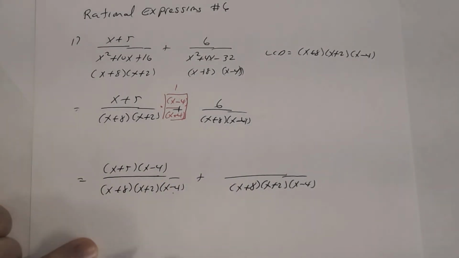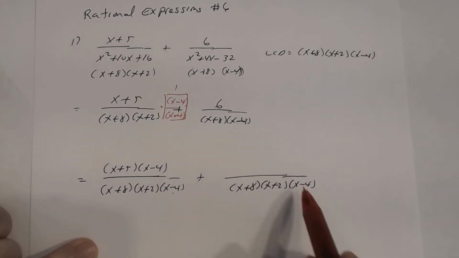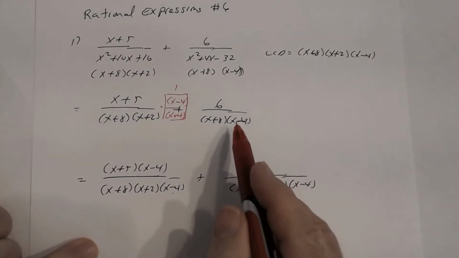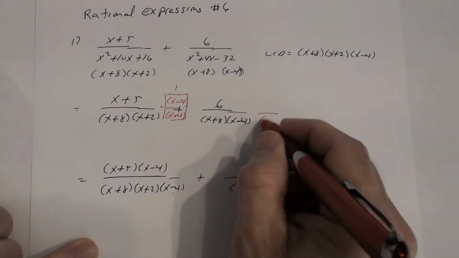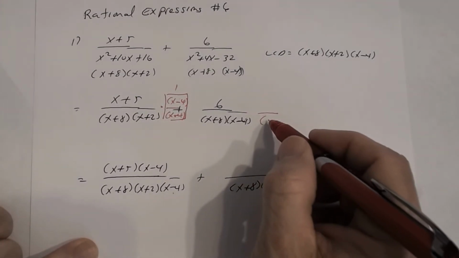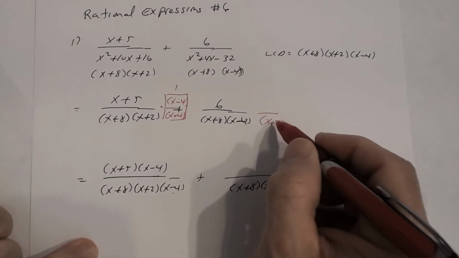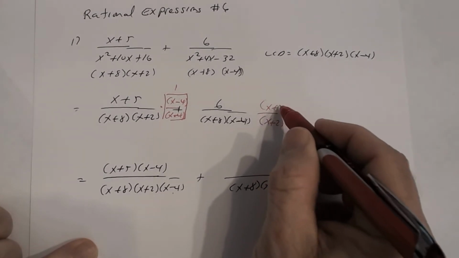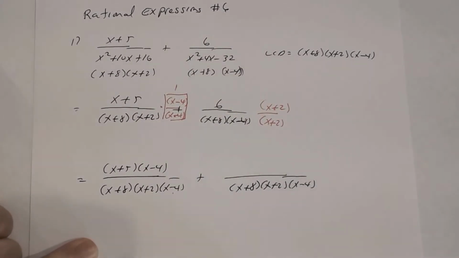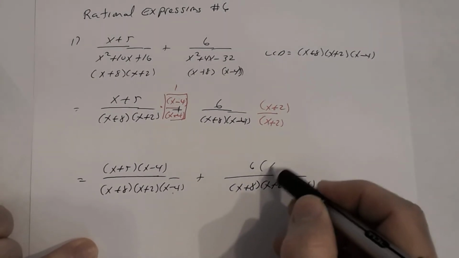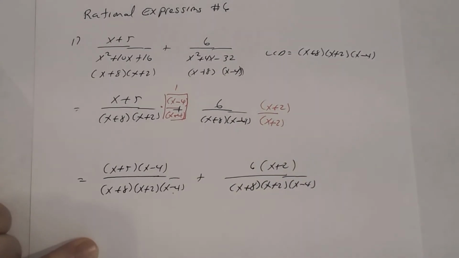All right, and then let's do the same thing for this one. So over here, I have the x plus 8, I have the x minus 4, I'm missing the x plus 2. So again, I'm going to multiply the denominator by x plus 2. What I do to the denominator, I do to the numerator. Okay, so this numerator now becomes 6 times x plus 2. All right, so that's where we're at.